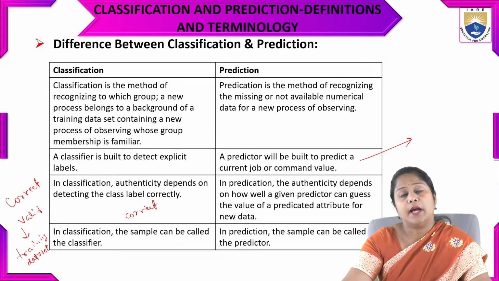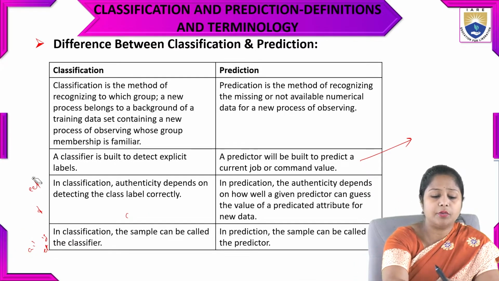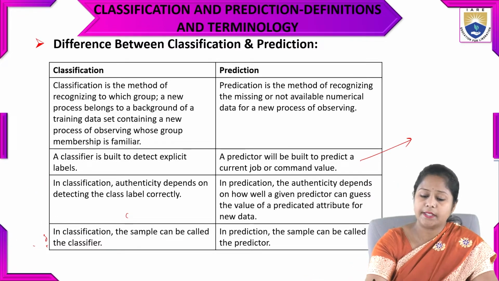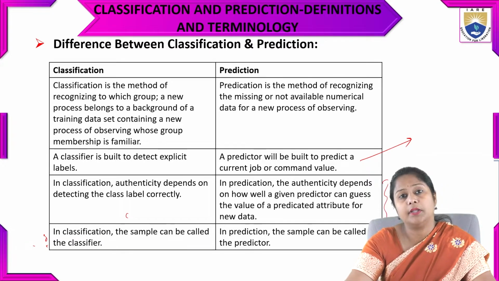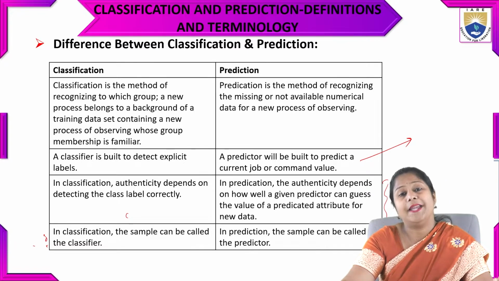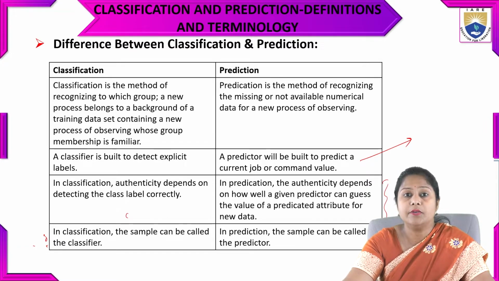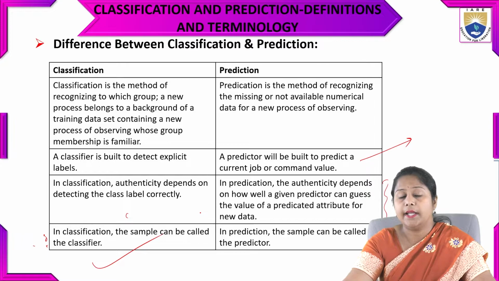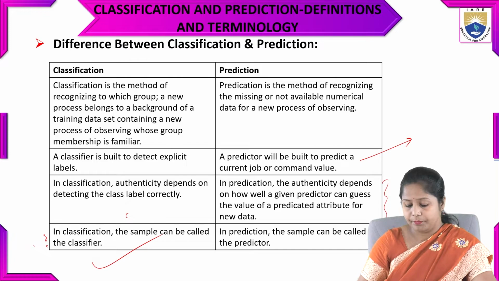But on the other hand, in prediction, the accuracy depends on how well a given predictor is going to guess the unknown, unlabeled value on the basis of a predicted attribute that is already there for the new data set. Now, in classification, the sample can be called a classifier. On the other hand, in prediction, the sample can be called a predictor.